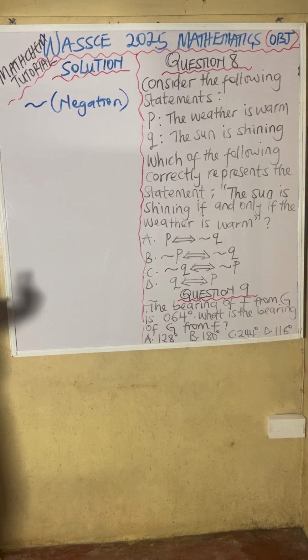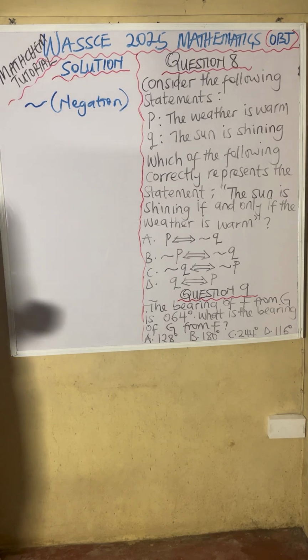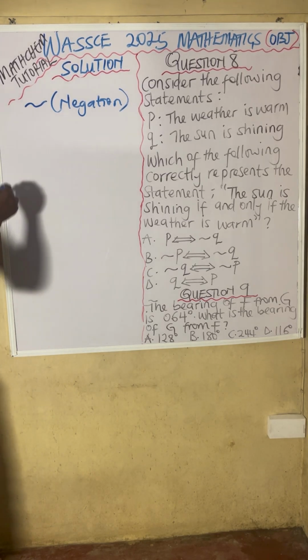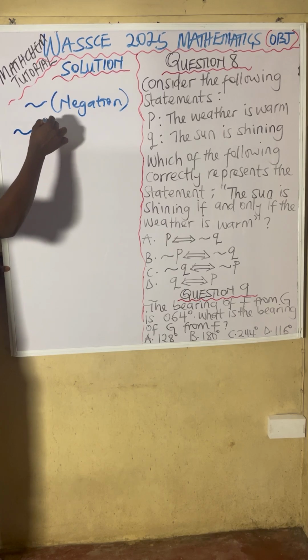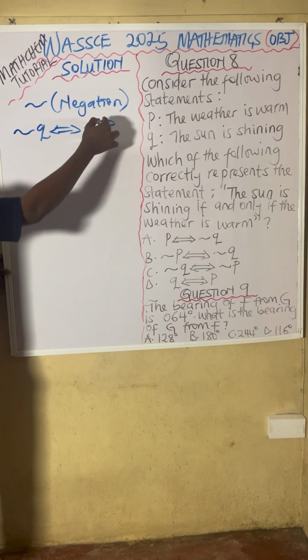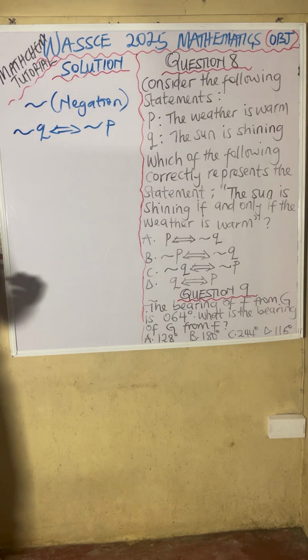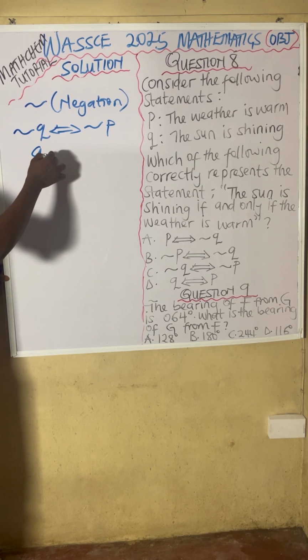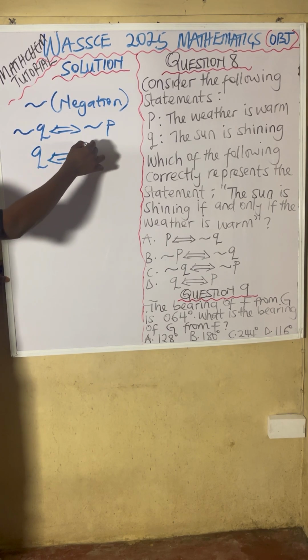Option B says that negation of P implies negation of Q. You know, the opposite of P implies the opposite of Q. Okay. Now what about C? C says that the negation of Q implies negation of P. Okay. Why the last option D? Option D says that Q implies P.